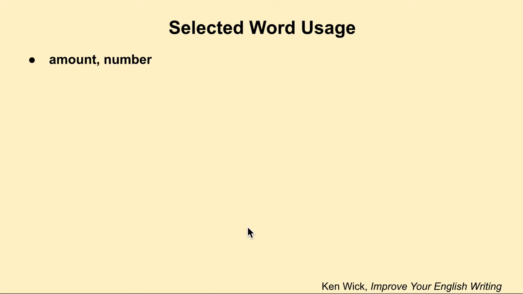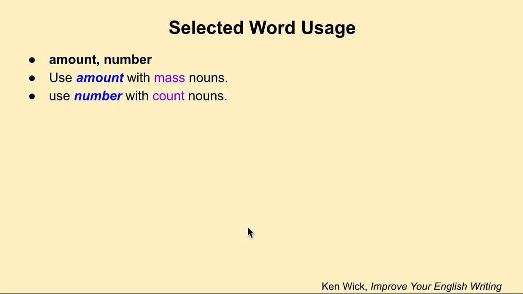Amount and number. Well, amount is used with mass nouns. What's a mass noun? I'm going to get to that. And number is used with count nouns. So that's good. Now that you know, that's clear as mud, you have to know the difference between a mass noun and a count noun.